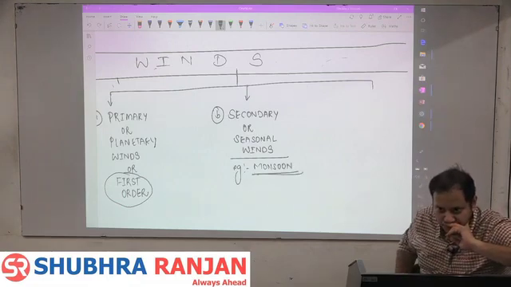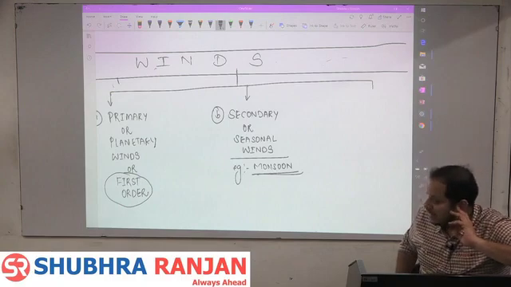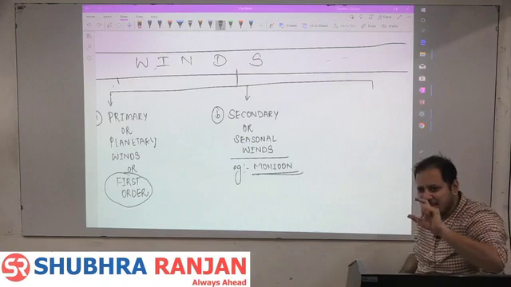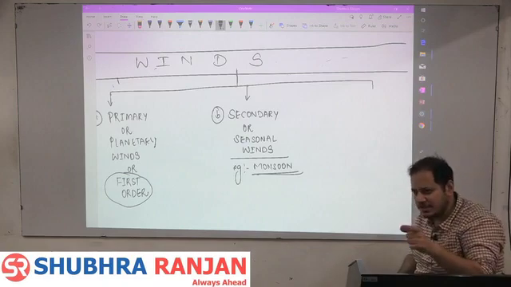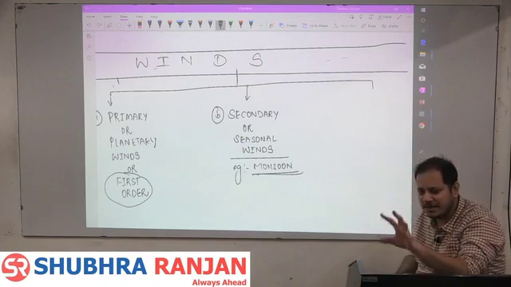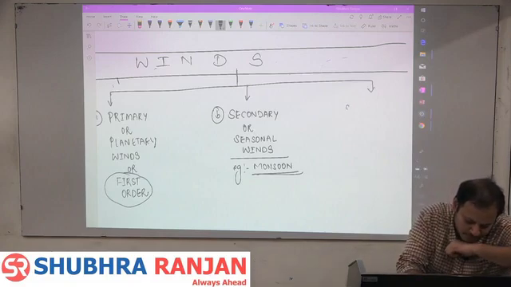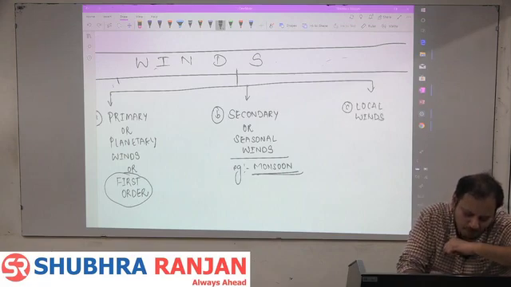So that is why isi ke saath saath we'll do the Indian monsoon only when we do the monsoon winds. Fine. And the third wind, which is land and sea breeze, which are caused due to local level changes. It has nothing to do with the planetary winds, etc. They are known as local winds, or they are known as tertiary circulation.